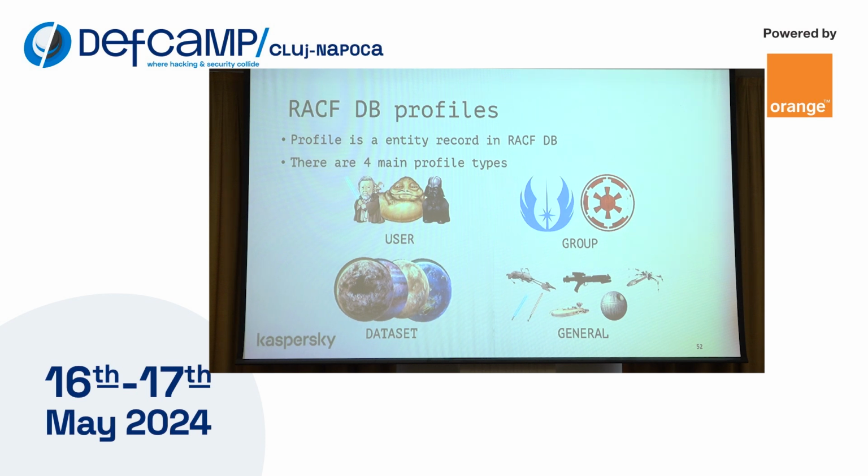Yeah, and here is an example of the four main profile types. The user profile type contains information about the user password hash, user special attributes, and so on. Group contains information about groups, subgroups, and members of such groups. Dataset contains information about permissions to datasets, audit policy, and special attributes like warning mode. And the general profile contains information about resources and resource classes.